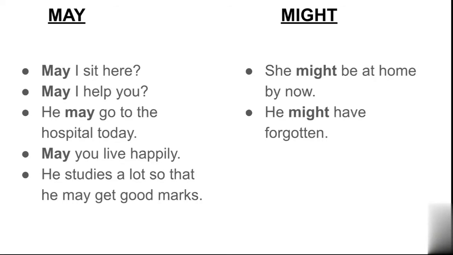Likewise, might is the past tense of may. We use might to express a possibility in the past. For example, she might be at home by now. It shows that by this time, she might be at home. He might have forgotten. Same meaning is coming. It shows a possibility that happened earlier. That shows the past tense.